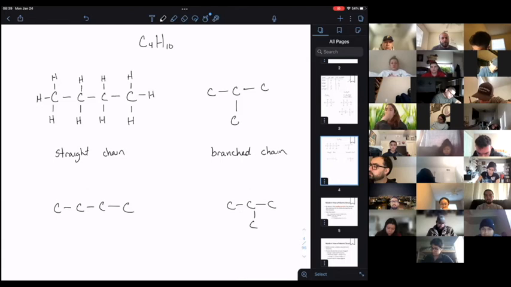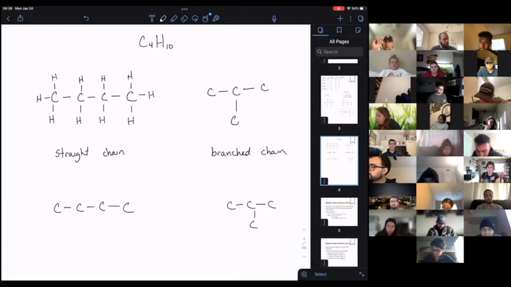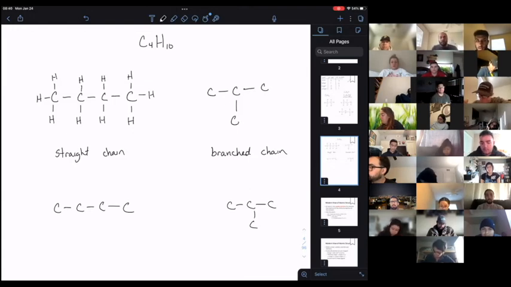Somebody got a question? You can just yell it out. Oh, okay. Quick question. What if I have the same branched chain, but the carbon is on the top side? Same exact thing. So where these are arranged on the page doesn't really matter. It's all about who's bonded to who. So this is the exact same thing as this.